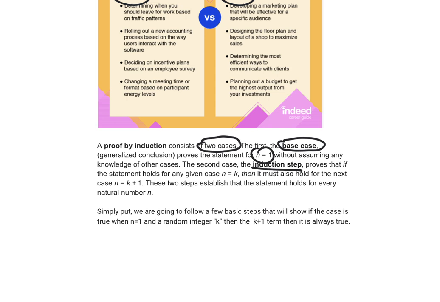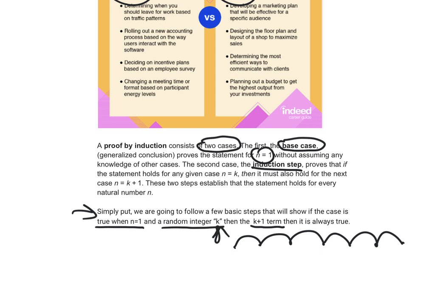So simply put, this is a wordy way to say what we're doing today. We are going to follow a few very stepped out steps. We're going to find the case when n equals 1. We are going to show it's true for a random integer that we're going to call k. And then when we prove that it's true for the k plus 1 term, that's basically saying, well, if it's true for this one, the next one it'll be true for, and the next, and the next, and so on forever and ever.